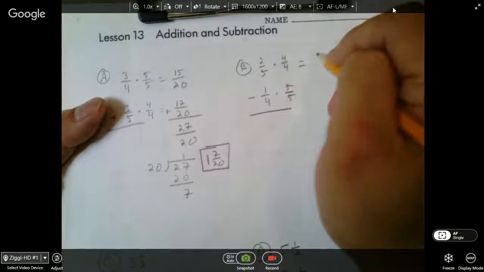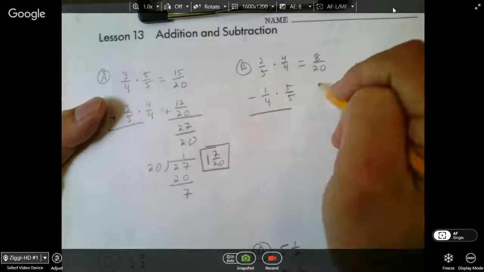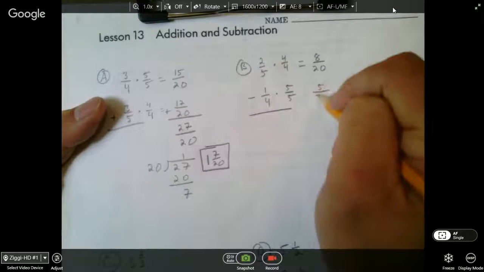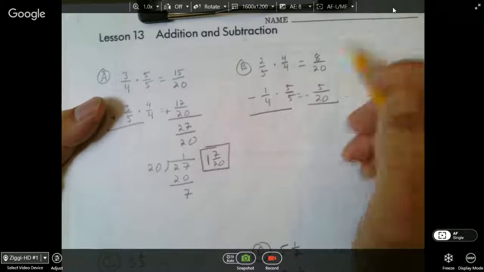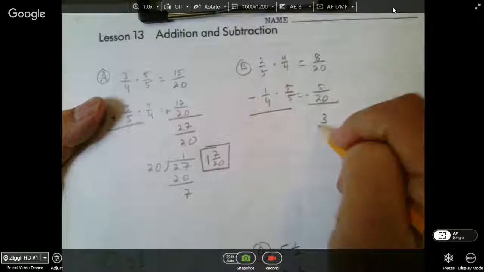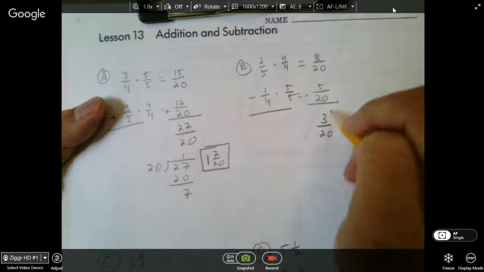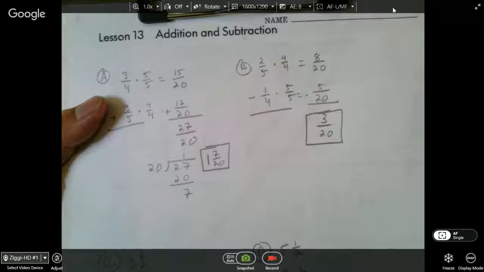2 times 4 is 8. 5 times 4 is 20. 1 times 5 is 5. 4 times 5 is 20. And I'm subtracting these now, right? 8 minus 5 is 3. Denominator is the same, 20. It's not an improper fraction, so I'll leave it as 3/20.